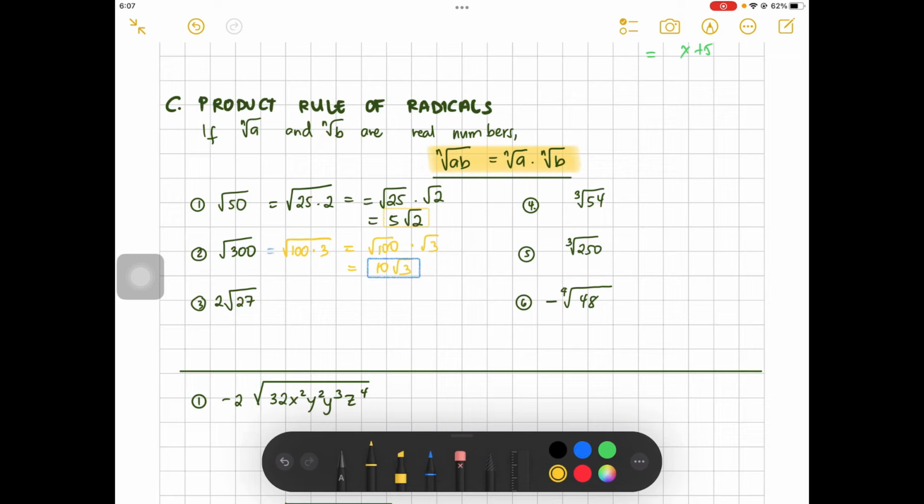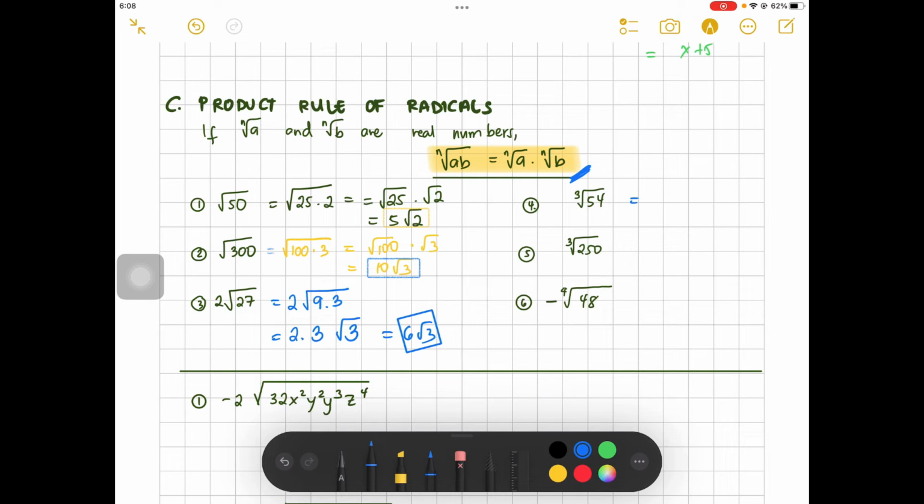How about this one? 2 square root of 27. So 27 can be written as 9 times 3. So 9 here is a perfect square. We can also choose not to use this property. We can directly take out the square root of 9. So when we take out the square root of 9, 2 times square root of 9 is 3, so square root of 3 remains. So we have 6 square root of 3.